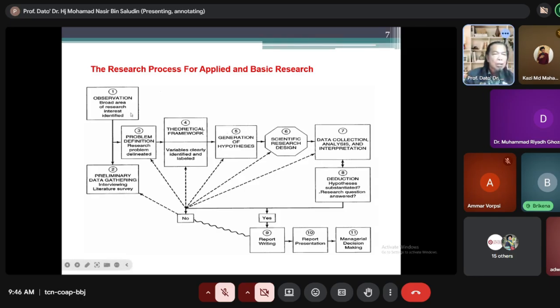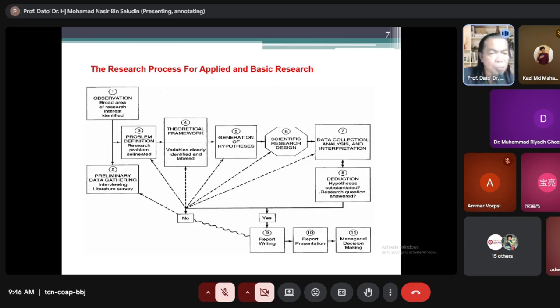This is the research process for applied or basic research. Number one, you do the observation. So many things can become the topic of research if you are smart. Observation: broad area of research interest identified. Then go to preliminary data gathering, interviewing, literature survey. You must read. Iqra bismillah bikal ladzi khalaq. You must read. Now is the time of AI and the internet. You can gather all information within one night.